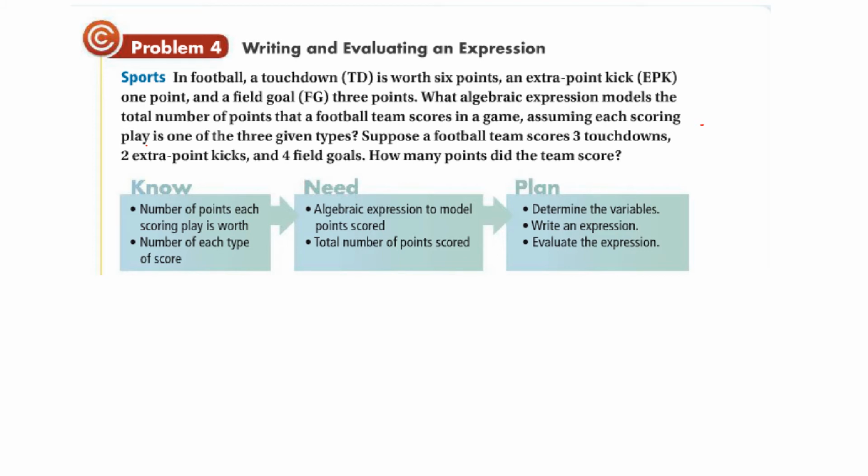We're going to be writing and evaluating expressions in this problem. In football, a touchdown is worth 6 points, an extra point kick is worth 1 point, and a field goal is worth 3 points. What algebraic expression models the total number of points that a football team scores in a game, assuming each scoring play is one of the 3 given types? First, I need to define my variable. The 3 things I'm talking about: touchdowns, extra point kicks, and field goals. I'm trying to find out how many of each. So those are going to be my variables.